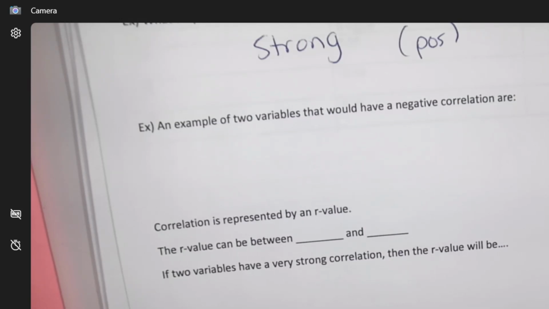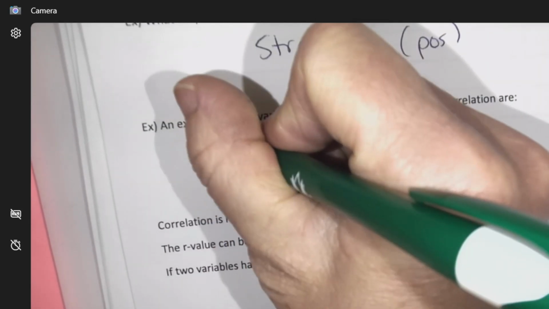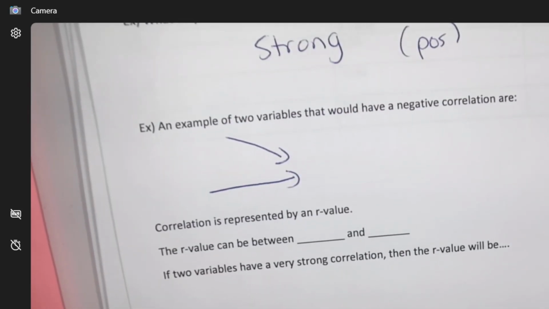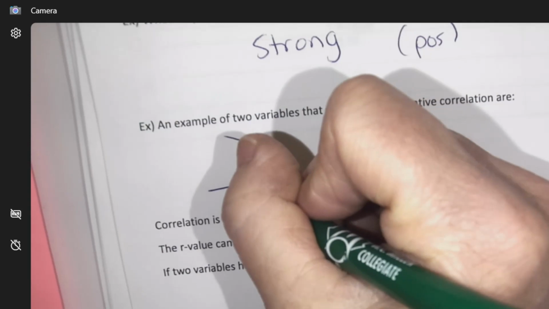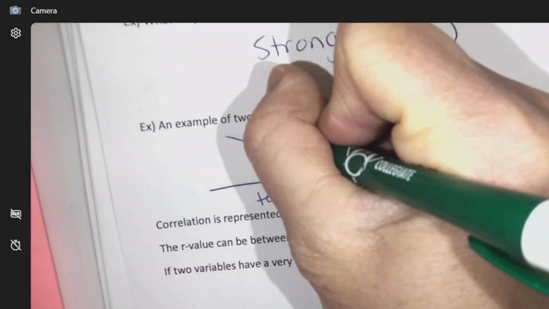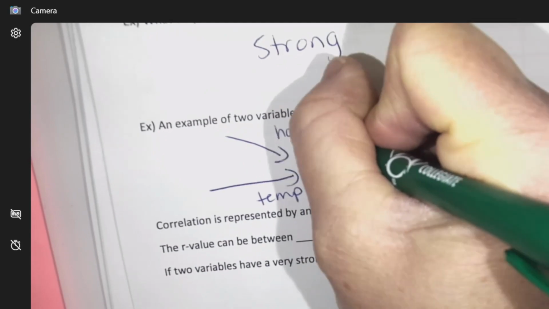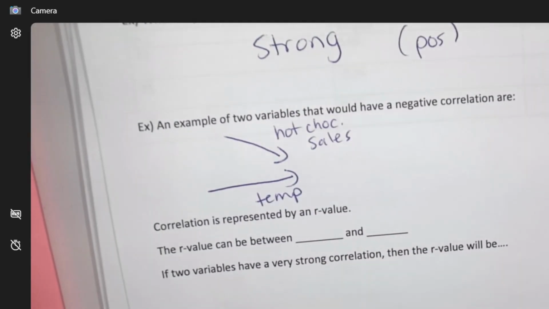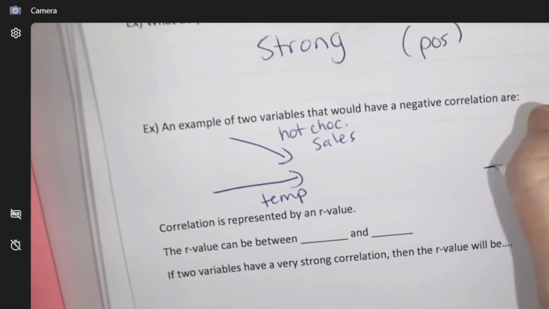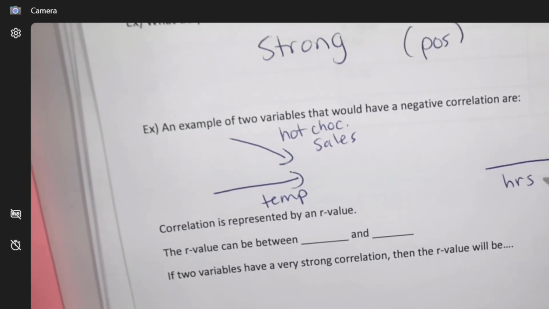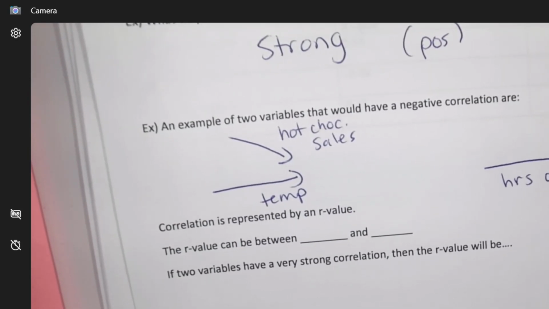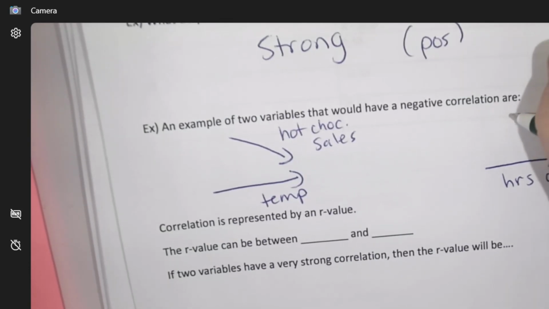Something that would have negative correlation. Can anybody think of anything in life that would be something would go up, but then something would go down? Okay, what about if the temperature increases and hot chocolate sales? Would that have a negative relationship? Or how about this? Hours on screen time. Grades at school.